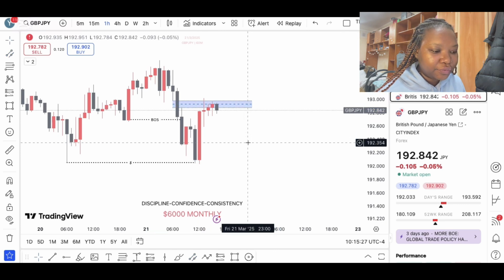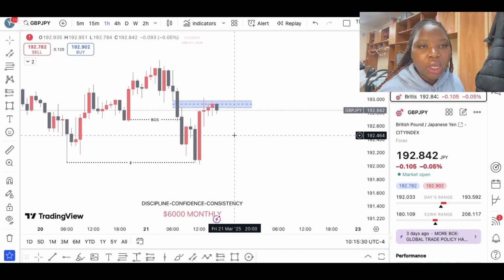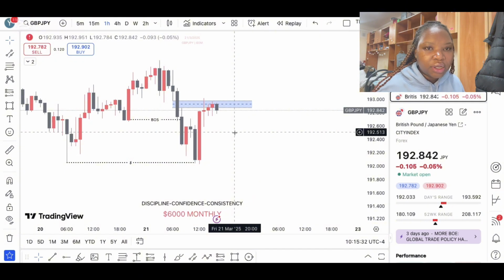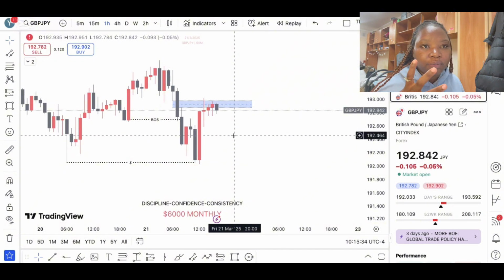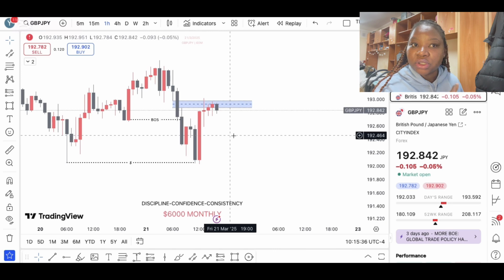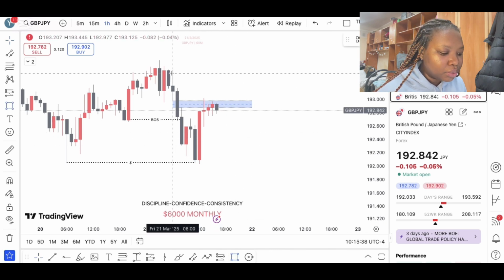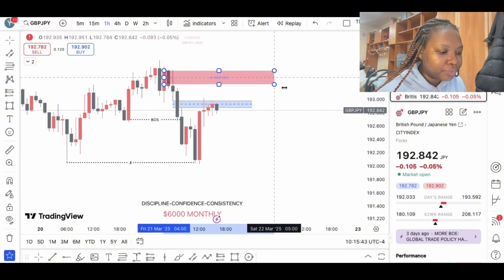Next thing that I'm looking out for is: is there an order block? What is an order block? An order block is a point from where a lot of buyers and sellers are trying to buy or sell from. So this is the zone that created the change of character.